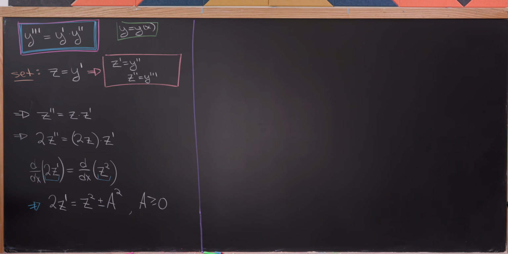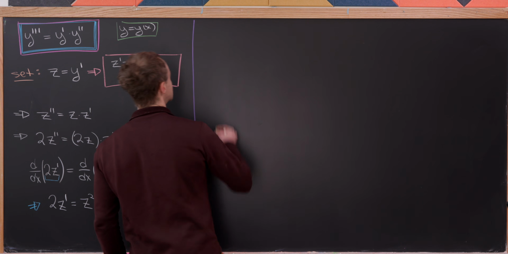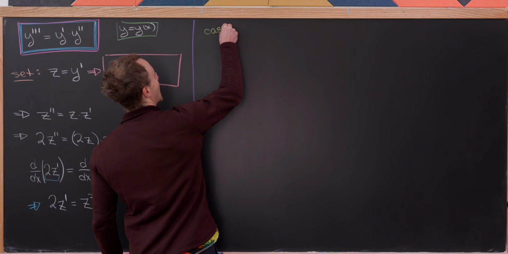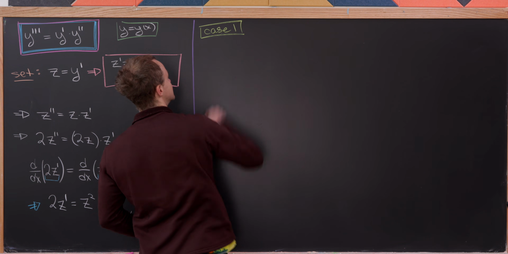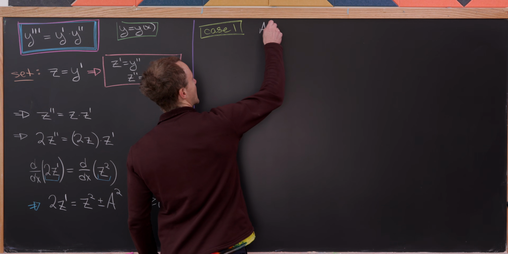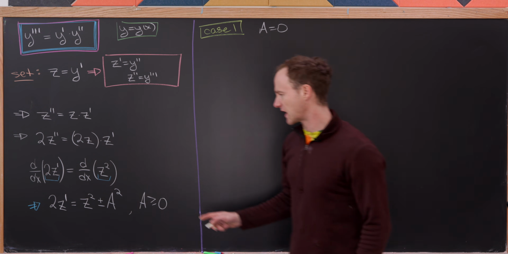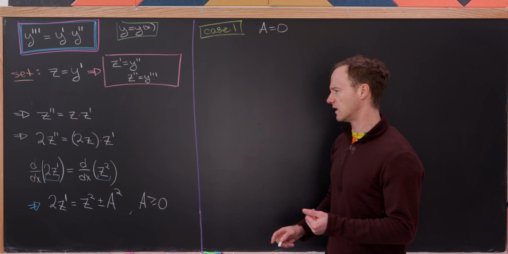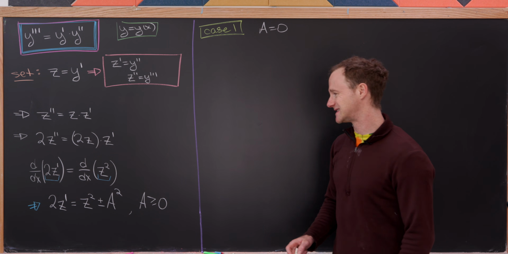Okay, so now we're going to look at each of these individually, maybe starting with the easiest case, which is the case when a is equal to 0. Why do I say that's the easiest case? Well, I think it's pretty clear that the differential equation is simplest then.